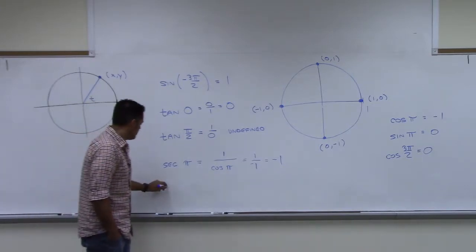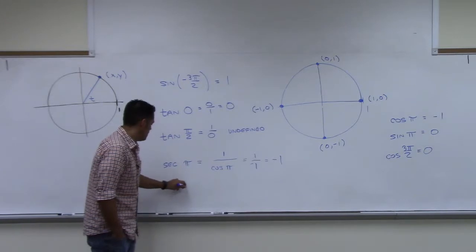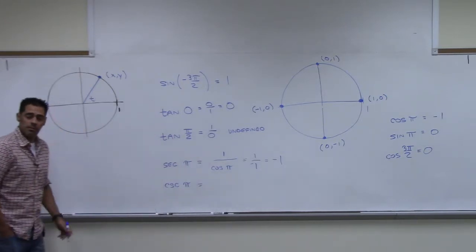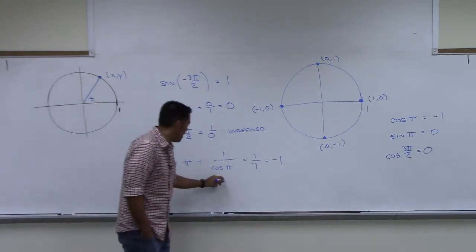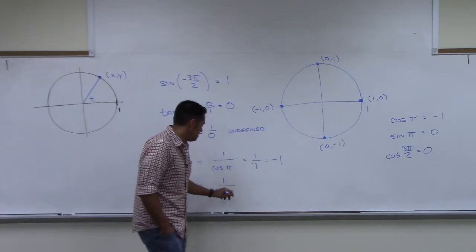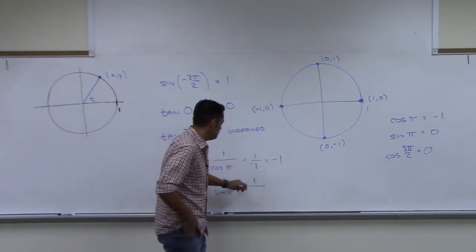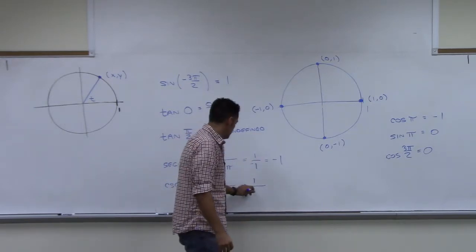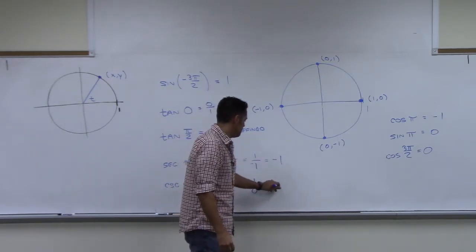What is cosecant of pi? Undefined. Because now you're trying to do 1 over sine of pi. And sine of pi, 0 is the y-coordinate, right? So undefined.